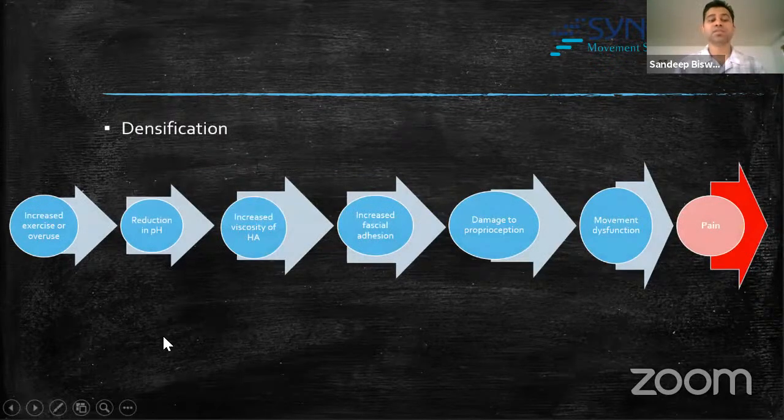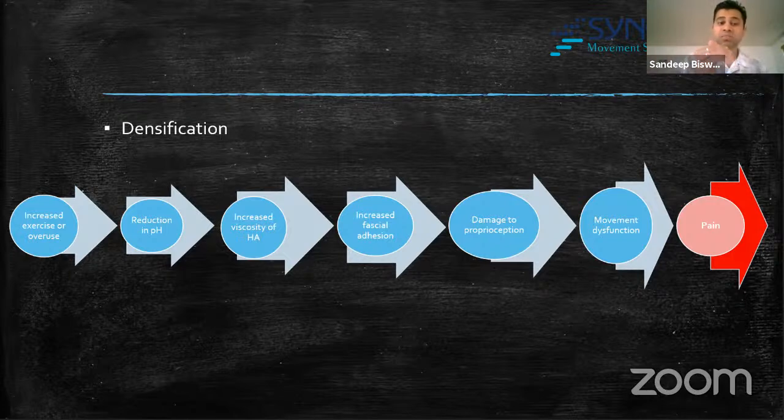Okay. Now coming to the densification. So how does densification happen? When you do, suppose, a lot of exercise, okay, or you train abnormally, or you do repetitive movement which is not healthy, it will lead to a reduction in pH. Now, this reduction in pH influences the viscosity of hyaluronic acid, or that egg white-like fluid in between your different layers. It increases its viscosity, so it becomes more sticky. Okay, when there is an increase in viscosity, what will happen? There will be an increase in adhesion between the fascial layers.